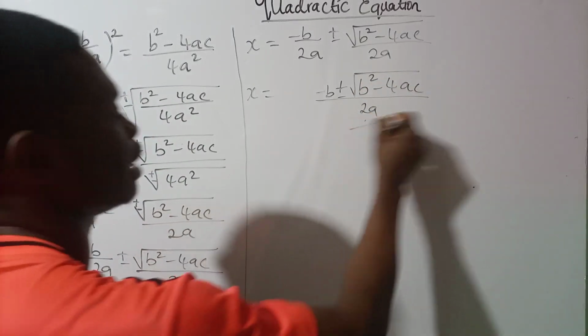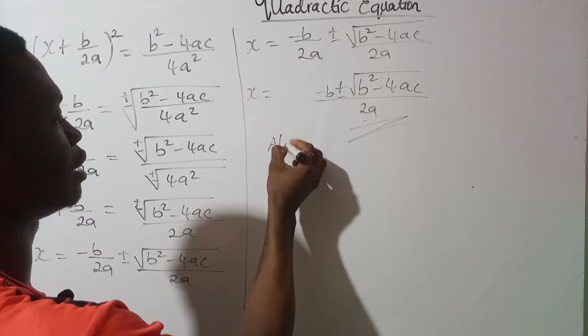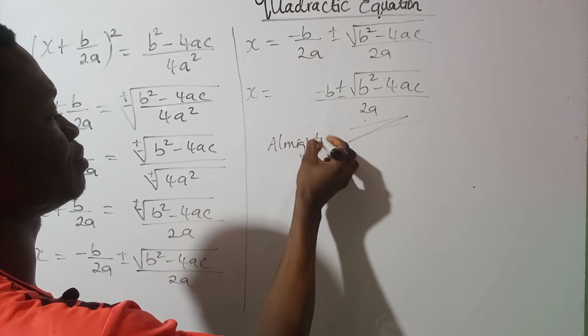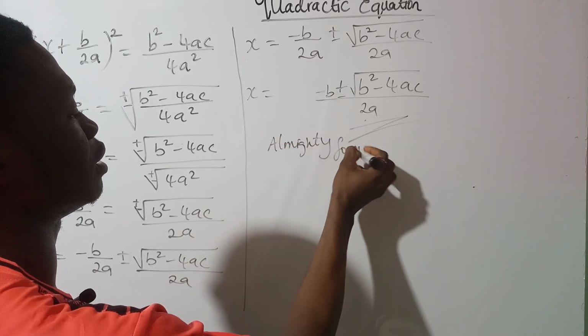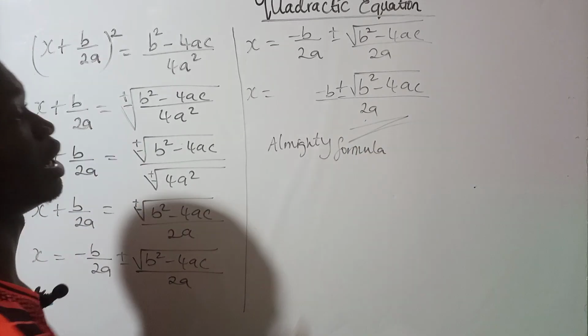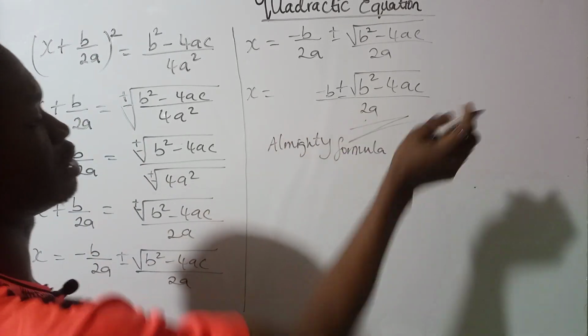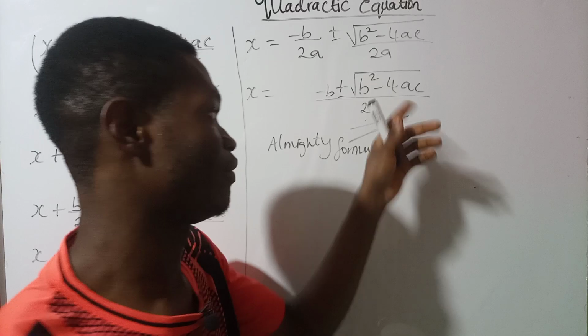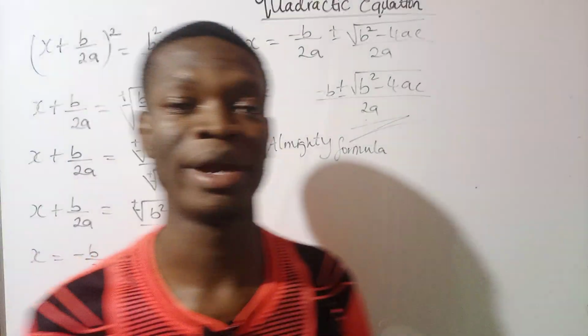So we have derived the almighty formula. Or you can call it formula method. So this is our formula: the formula method, or almighty formula.